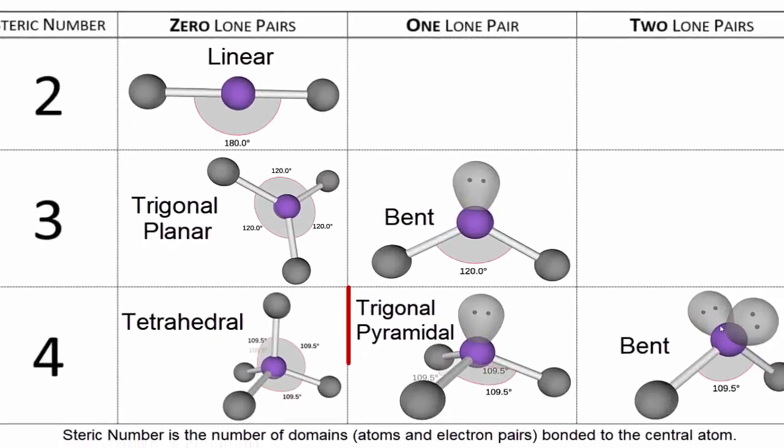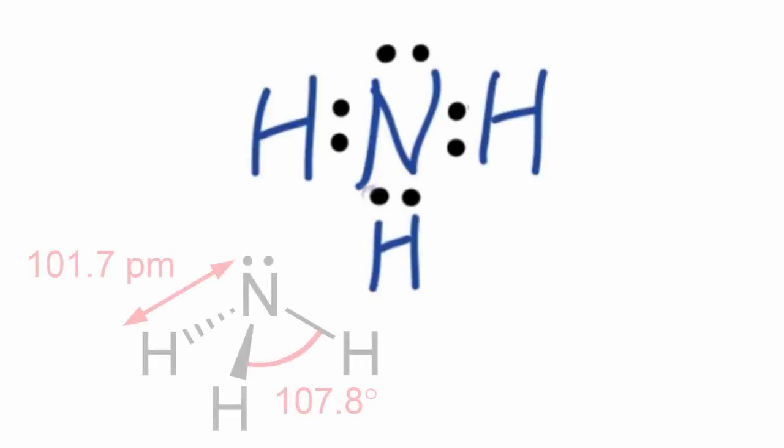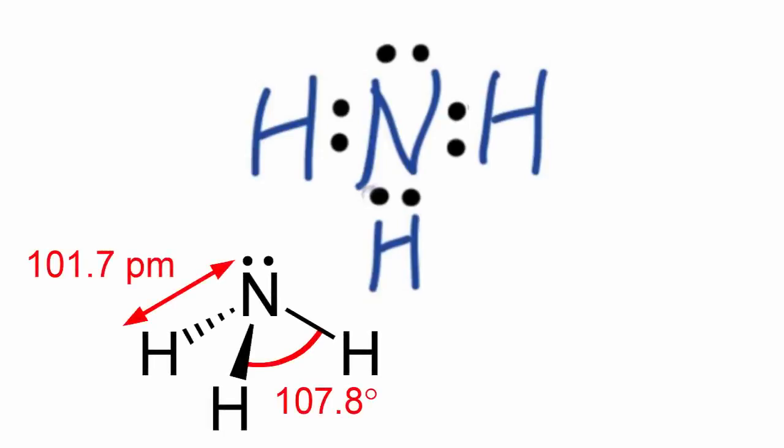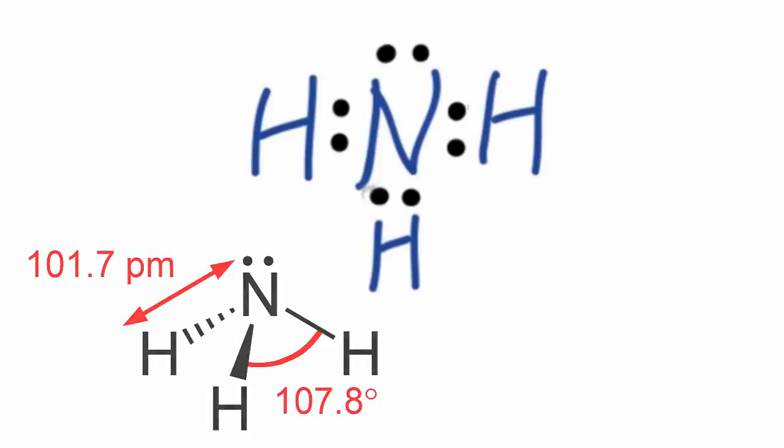For the trigonal pyramidal, we have a steric number of 4. That's 3 atoms and 1 lone pair attached to that central atom. NH3, ammonia, is a good example of our trigonal pyramidal molecular geometry. We have that central nitrogen there with 3 atoms attached and then the lone pair. And you can imagine that those hydrogens will spread out, but then that lone pair is going to push them down to give it the trigonal pyramidal molecular geometry.